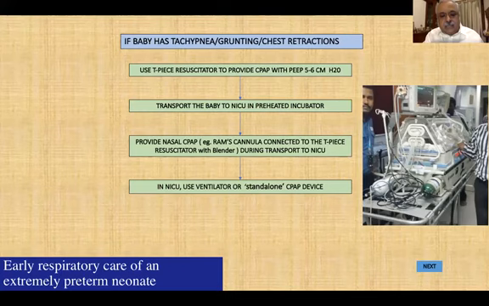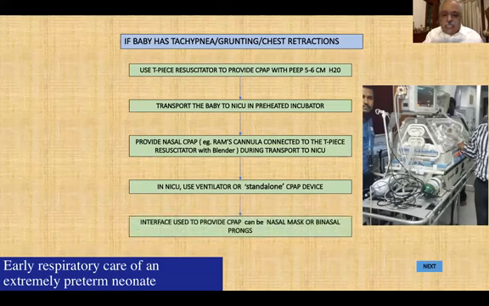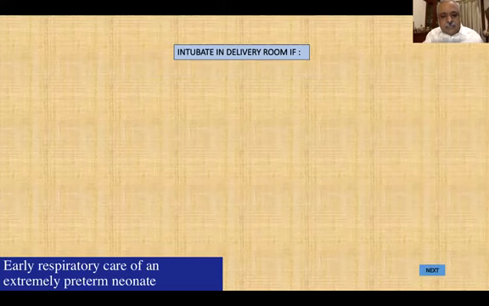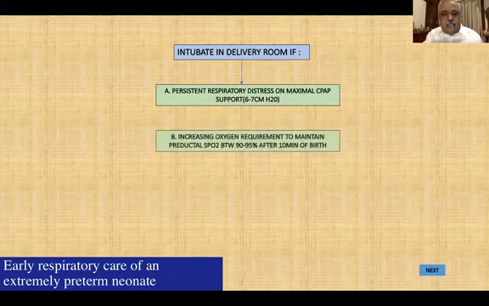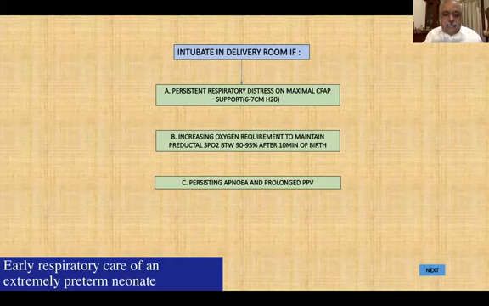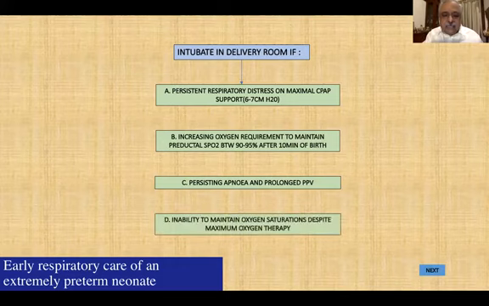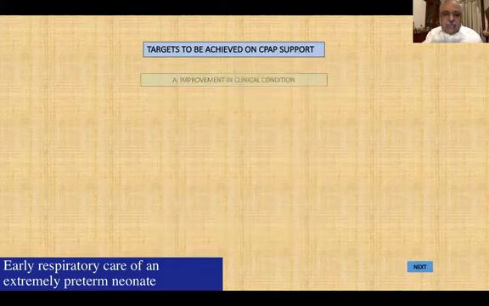Once the baby comes to the NICU, we connect the baby to a ventilator CPAP or a bubble standalone CPAP or any CPAP device you have. And the interface can be a mask or binasal prongs as well. So as I said before, we would intubate the baby in the delivery room only if there is persistent respiratory distress, significantly increasing FiO2, difficulty maintaining saturations, or recurrent apnea, and that would be the time to intubate the babies.